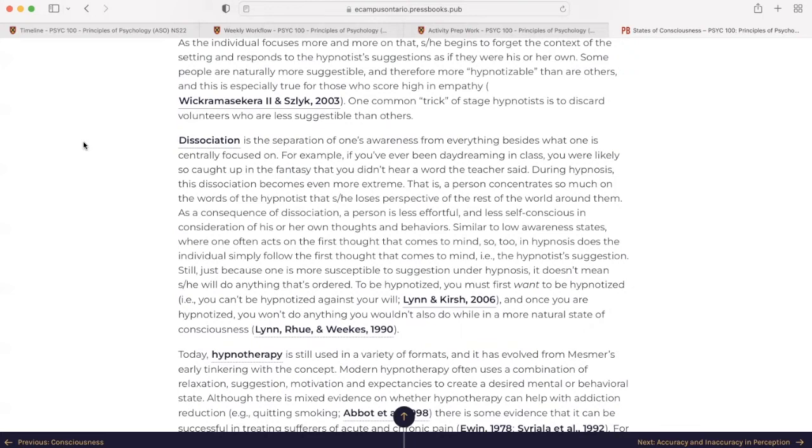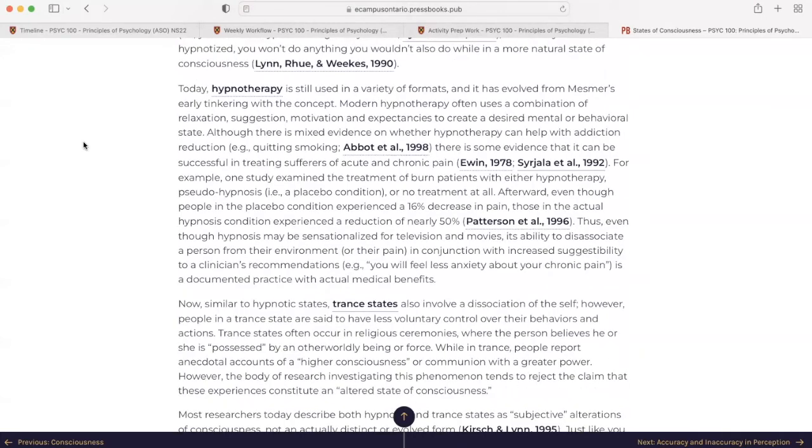Still, just because one is more susceptible to suggestion under hypnosis, it doesn't mean he or she will do anything that's ordered. To be hypnotized, you must first want to be hypnotized. You cannot be hypnotized against your will. And once you are hypnotized, you won't do anything you wouldn't also do while in a more natural state of consciousness.